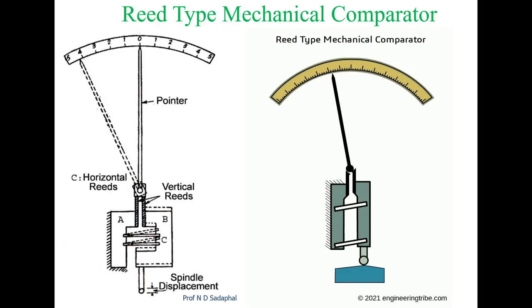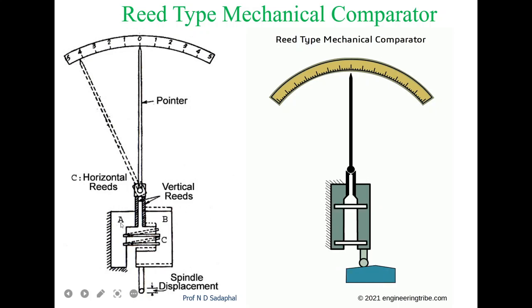Hello student, in this video we are going to learn the other types of mechanical comparator. So first one is a reed type mechanical comparator. You can see over here, if you see the construction, it consists of two blocks. Here two blocks are shown, you can see A block and B block. A block is fixed and B block is movable.